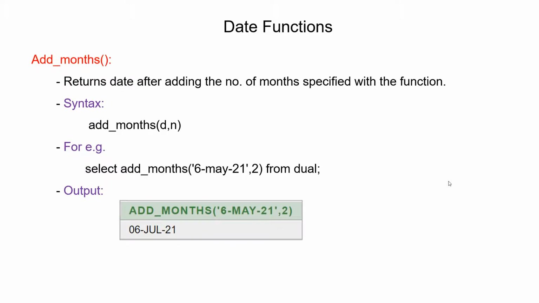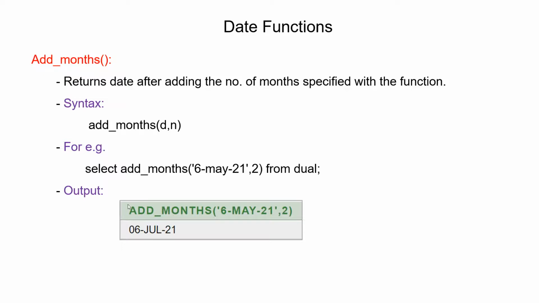The next function is add_months. Add_months will add a number of months to any particular date. So this function returns the date after adding the number of months specified with the function. Now we will see the syntax. Syntax is add_months(d, n). Here d is the date to which we are going to add the months and n is the number of months. So here n number of months will be added to the date.